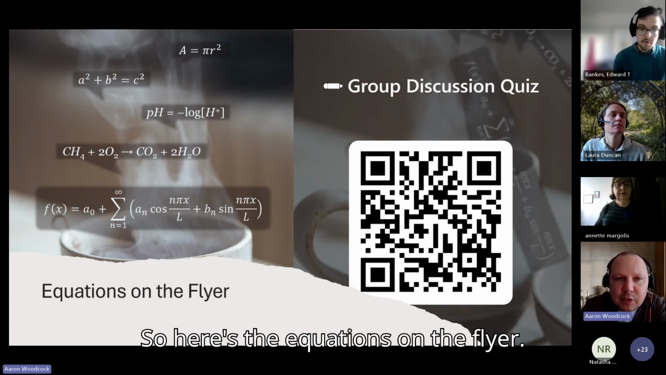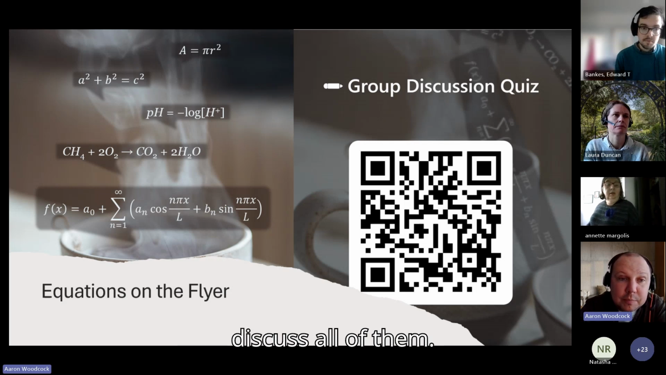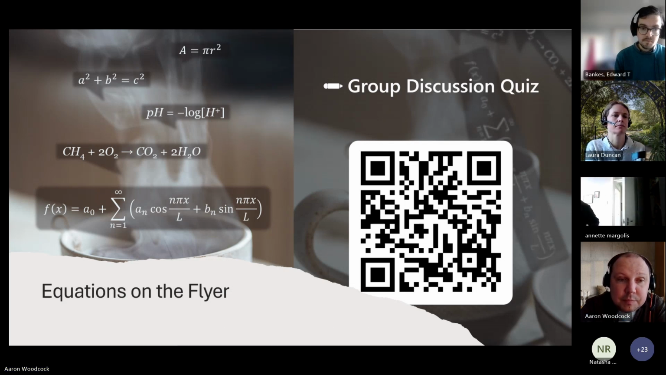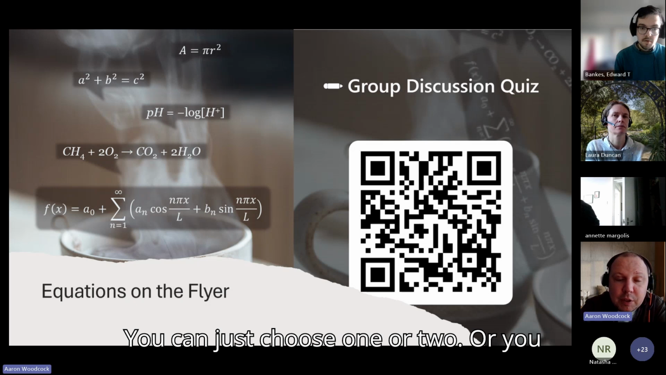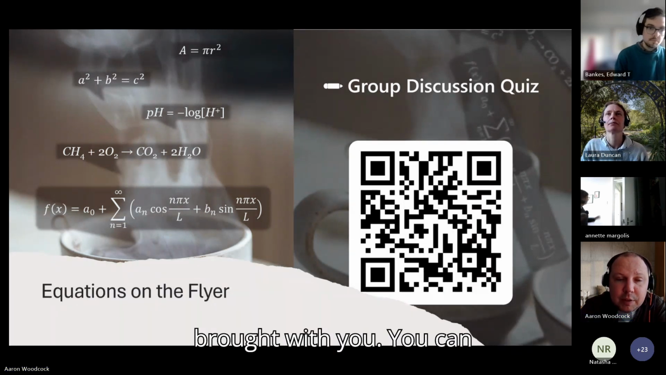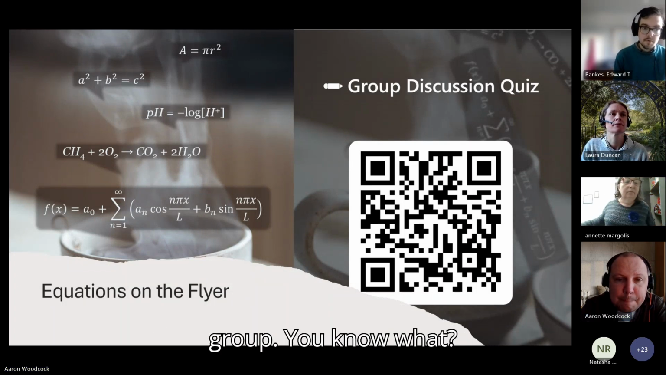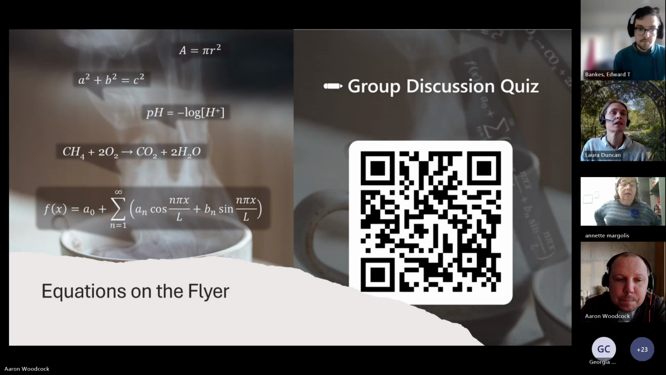So here's the equations on the flyer. There's 5 of them. You don't have to discuss all of them. You can just choose 1 or 2, or you can choose your own equations that you've brought with you. You can make that choice once you meet your group. F of x equals a naught. Okay.